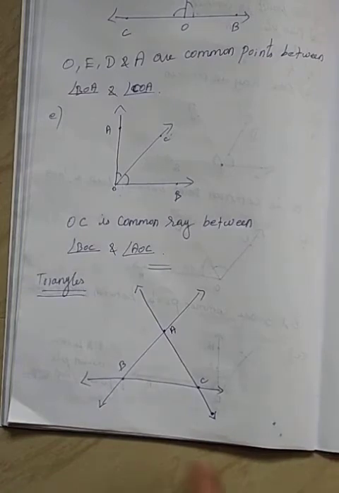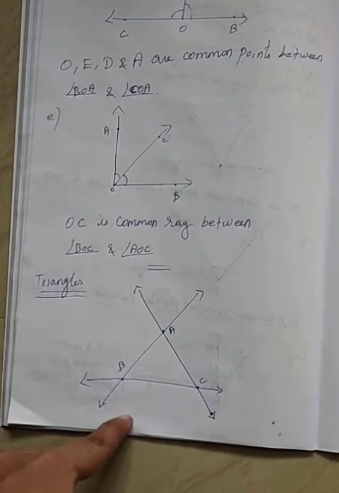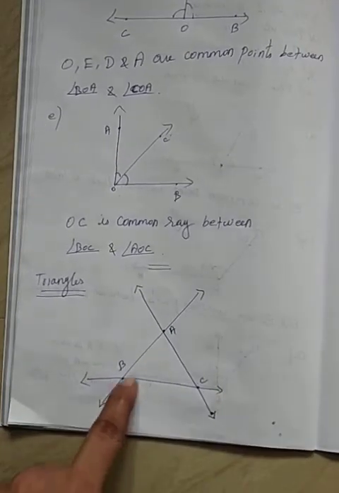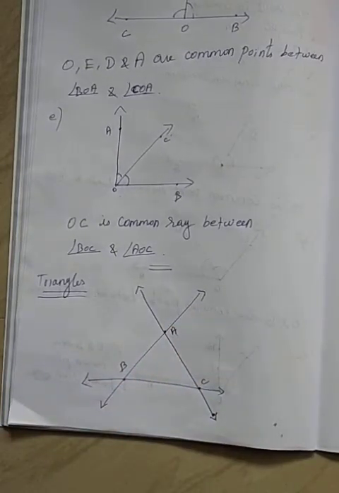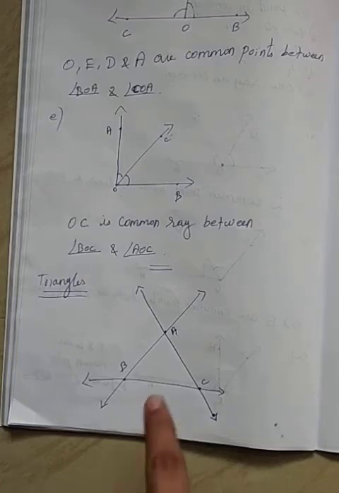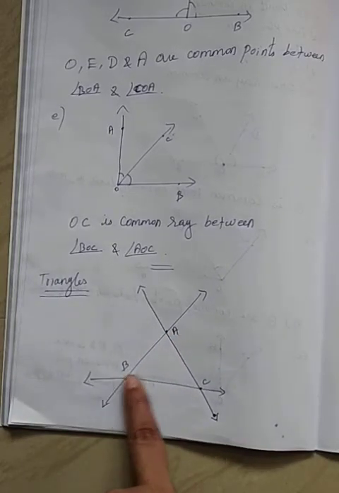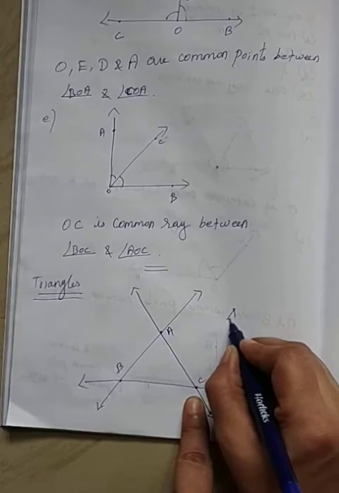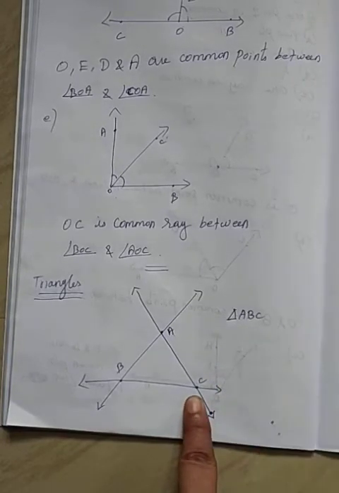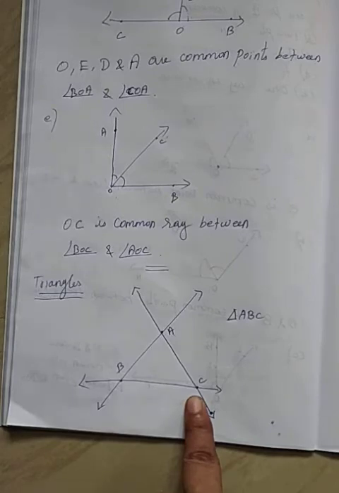A triangle is a three-sided polygon. In fact, it is the polygon with the least number of sides. Look at the triangle in the diagram. We write the triangle ABC. That means we have to note it down. Triangle ABC.